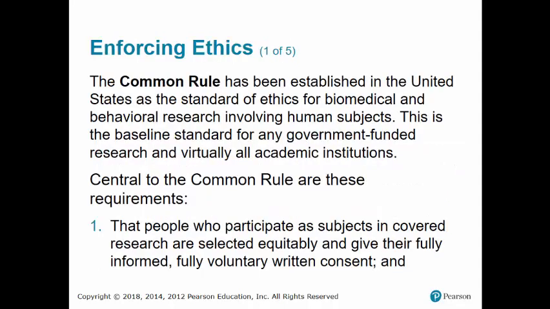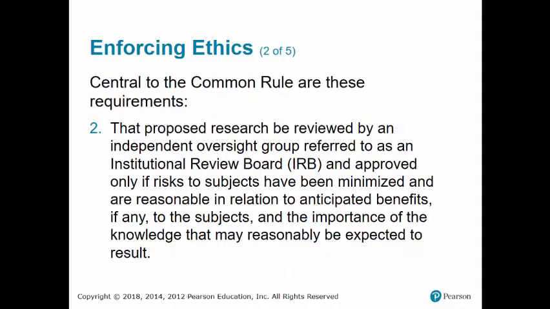The next thing we're going to talk about is the Common Rule. The Common Rule has been established in the United States as the standard of ethics for biomedical and behavioral research involving human subjects. So this is the baseline standard for any government-funded research in virtually all academic institutions. Some of the central themes of the Common Rule are that people who participate as subjects in covered research are selected equitably and give their fully informed, fully voluntary written consent.